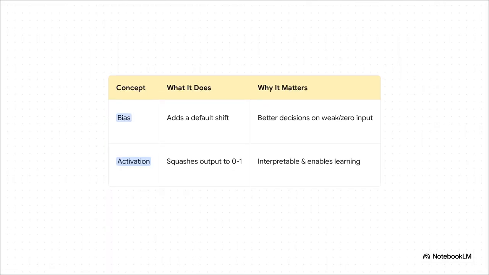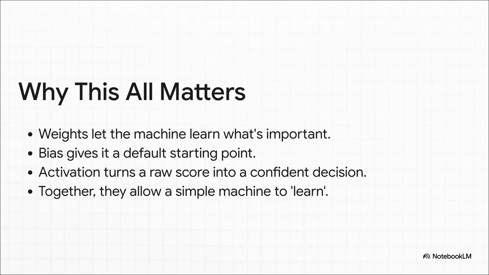So let's quickly recap those two big ideas. The bias. That just gives the perceptron a default answer, a starting point so it doesn't get confused when there's not much evidence. And the activation function? That's what turns a messy, raw score into a clean 0 to 1 probability, which is absolutely crucial for making a clear decision. So why should you care about all this? What's the big takeaway? It's that these individual, simple ideas come together to create something incredible. The weights let the machine learn what to look for. The bias gives it a sensible starting point. The activation function lets it make a confident call. And altogether, they allow a very simple machine to actually learn from experience.